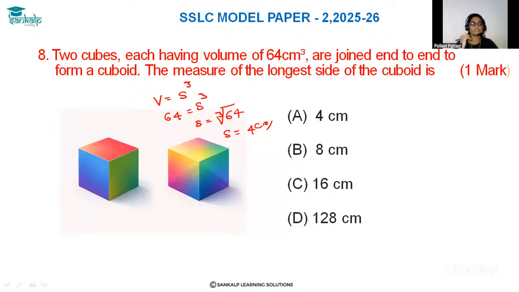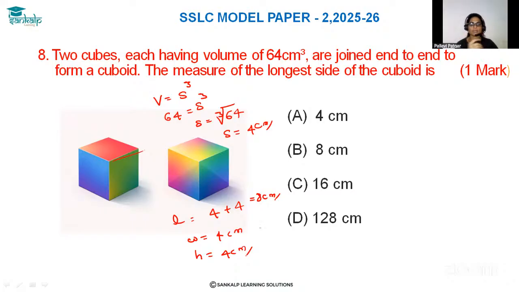So here, when two cubes of side length 4 centimeter are joined end to end, the length of the resulting cuboid becomes 4 plus 4, which is 8 centimeter. The width and height remain the same as the original cubes. So width is equal to 4 centimeter and height is equal to 4 centimeter.